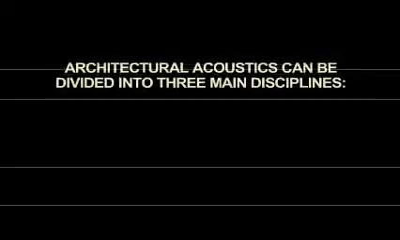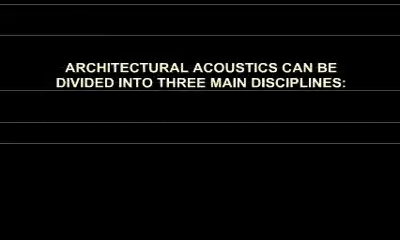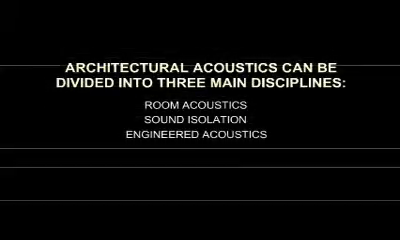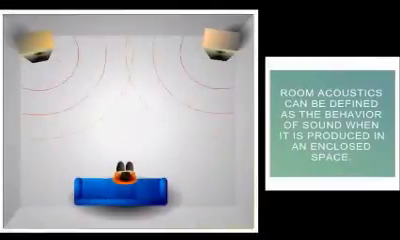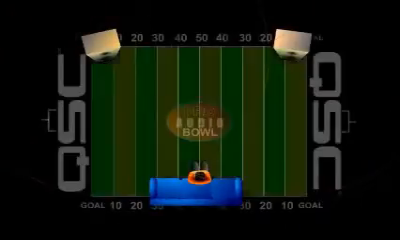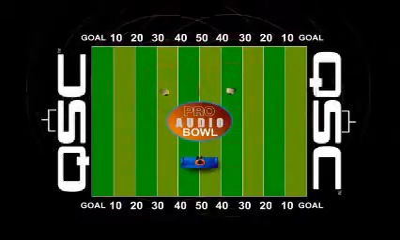Architectural acoustics can be divided into three main disciplines: room acoustics, sound isolation, and engineered acoustics. Room acoustics can be defined as the behavior of sound when it is produced in an enclosed space. Sound behaves much differently in a room compared to an open-air or free-field environment such as a football field.